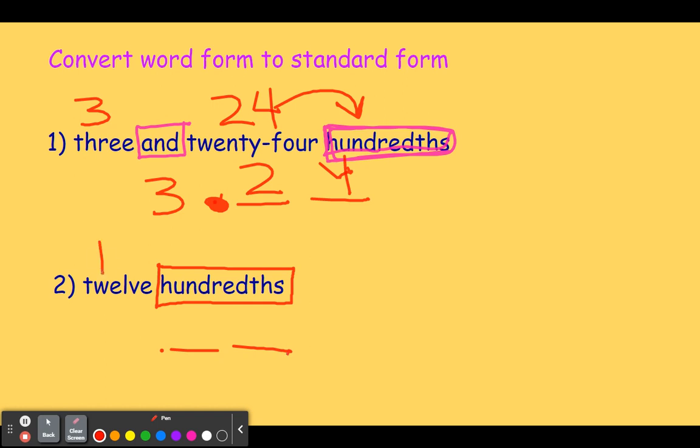Above the word 12, I write the digits that make 12. Now that last digit is a 2. That last digit needs to go in the hundredths. So I put a 2 in the hundredths place, and I put a 1 in the tenths. And since I don't have the word and, I'm not going to have a whole number. So in front of the decimal, I need to put a 0. So there is 12 hundredths.